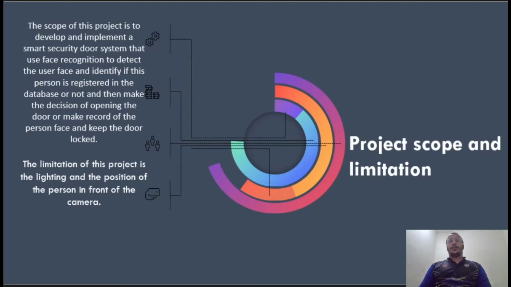But we will face some limitations in this project. If there is low light, the system will have a hard time recognizing the face because the camera does not come with a flashlight. And if the person is sitting or standing at a far distance from the camera, it will not detect, and most likely the door will not open.